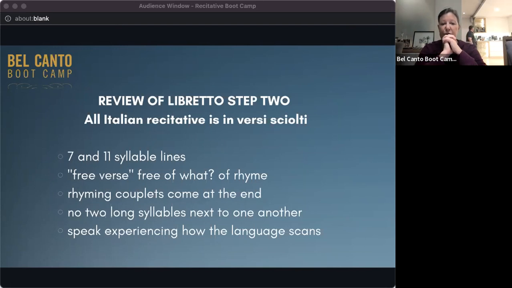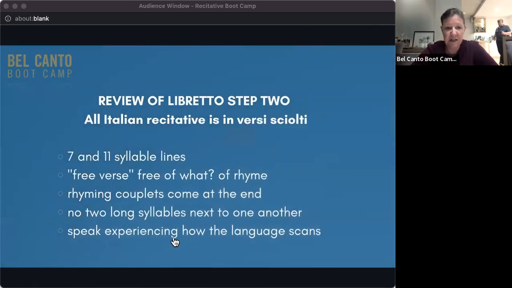So it is free verse. It is free of what? It is free of rhyme. At the end of the versi sciolti, you will find a rhyming couplet, just the way you do in Shakespeare when you get to the rhyming couplet at the end of blank verse. A reminder of the rule that you will not have two long syllables next to each other, and that one of the big parts of preparing your recitative is speaking your libretto so that you can feel how the language scans. It is a simple version of that idea.